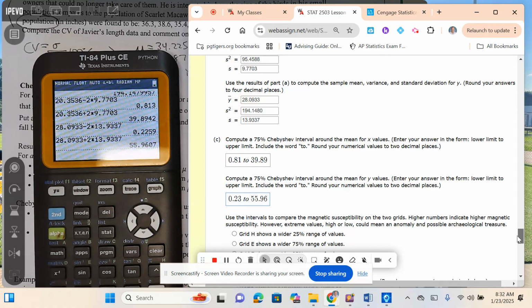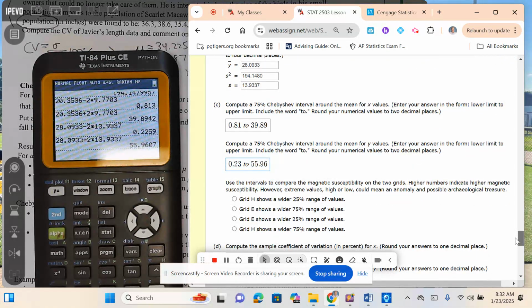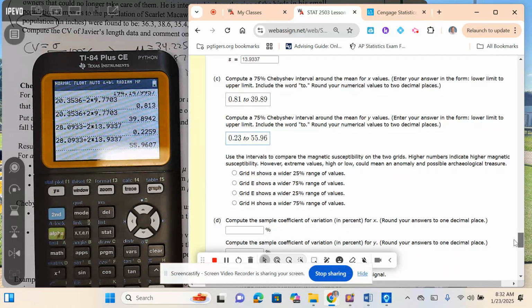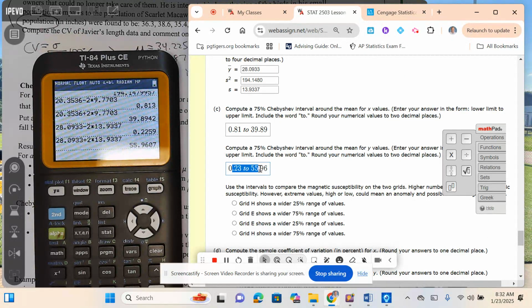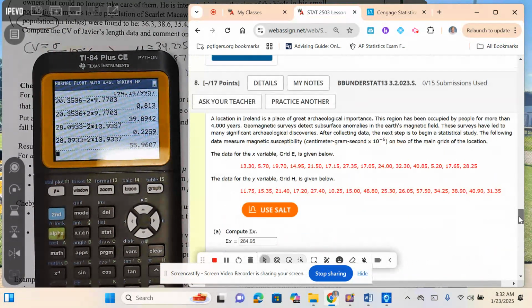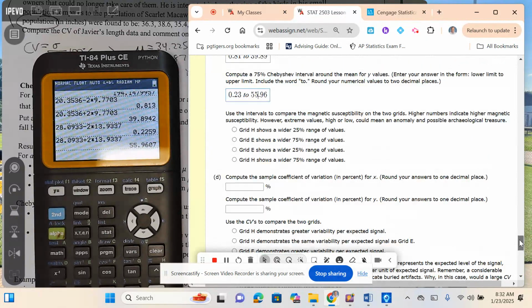Now we're going to see which one has a wider range of values, the first grid or grid H or grid E. So which one's wider? Well, this one down here is a lot wider than that one. So it's going to be the bottom one with the Y's. The Y values are in grid H. So grid H is going to be the larger one, 75% of values, because this is a 75% interval.